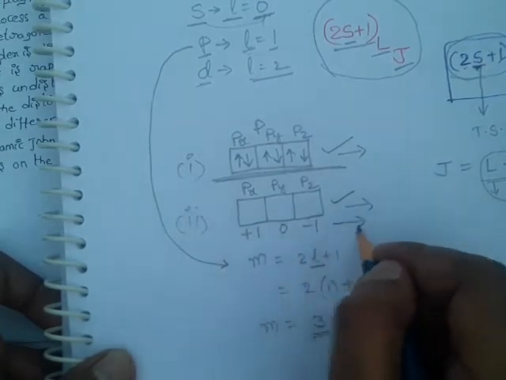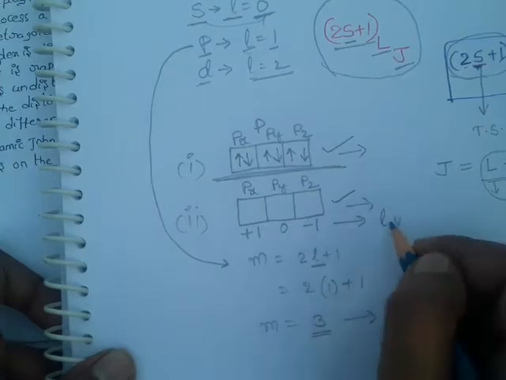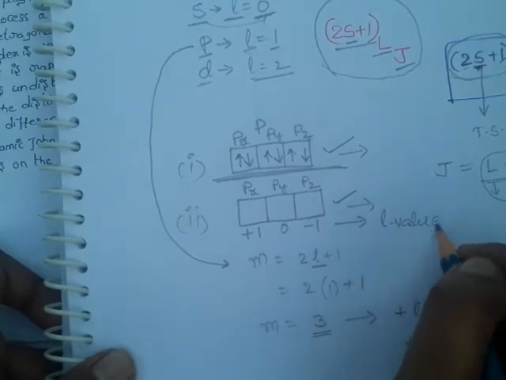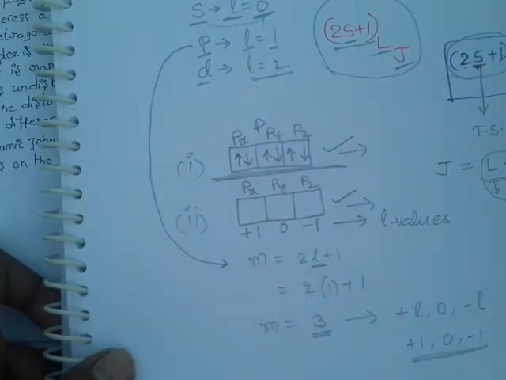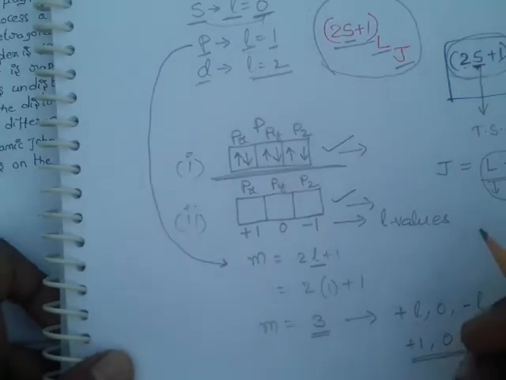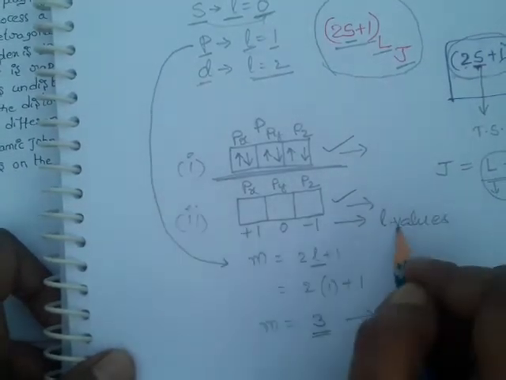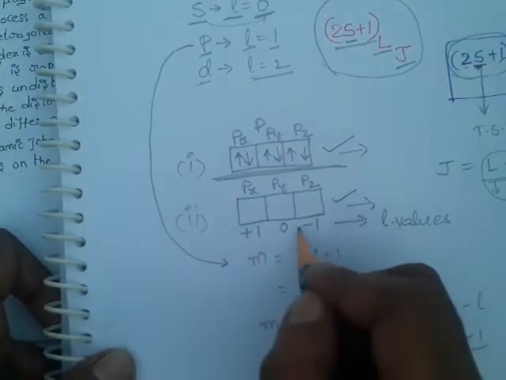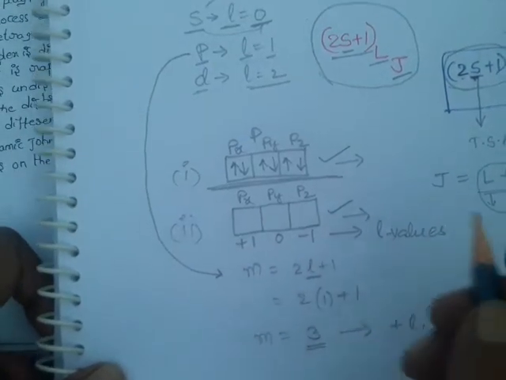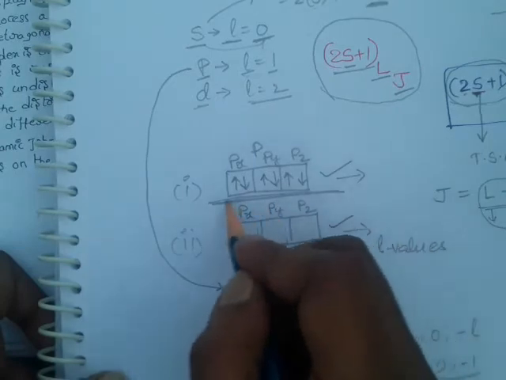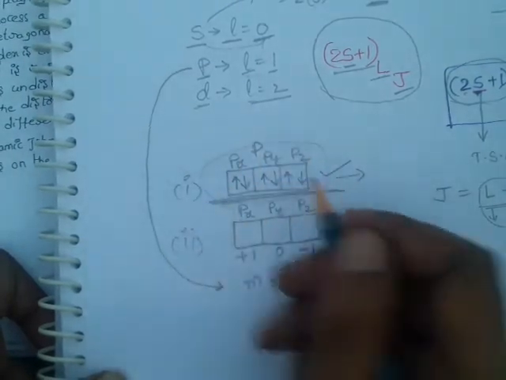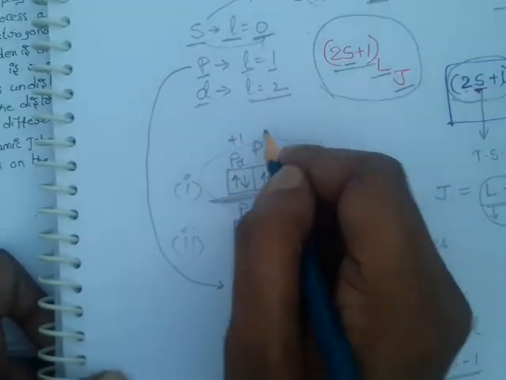What are these? These are the L values, L values meaning azimuthal quantum values. Okay, right. For px orbital, the value is plus 1, py 0, pz minus 1. Same way, for these p orbitals also, plus 1, 0, minus 1.